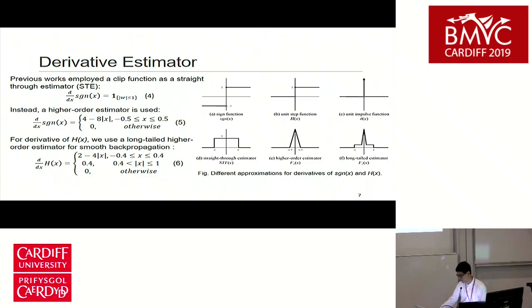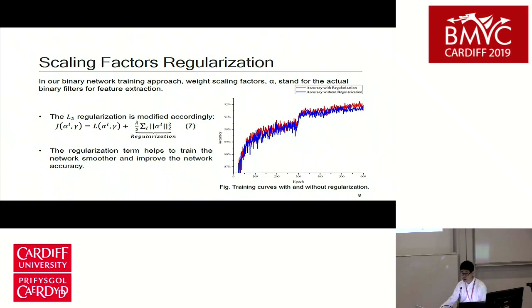And since in our approach the scaling factors alpha stand for the actual filters for feature extraction, the regularization term should be modified accordingly. The total loss can be written in equation 7. L means the original task-related loss in the network, such as the cross entropy loss in image classification, and the second term is the ridge regression on our scaling factors. From these training curves, the red curve is the training curve with regularization. It helps to train the network more smoothly and improves the network accuracy slightly.